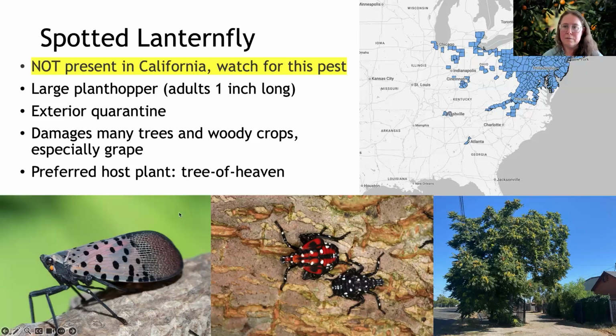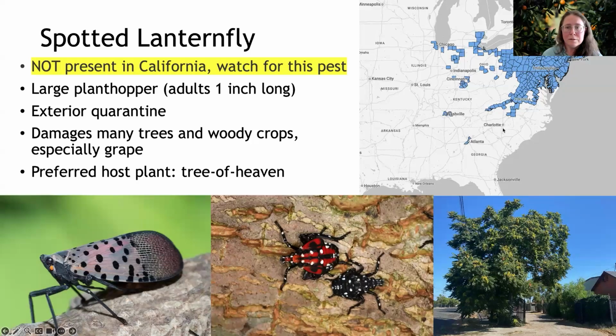Adult spotted lanternflies are about 1 inch long and tend to aggregate in large groups. Immature spotted lanternfly that you can see in the center photo here are smaller and range in color from black to red with white and black spots. Spotted lanternfly is currently spreading rapidly in the eastern US, and you can see on the map to the right here where the infested areas are in blue.